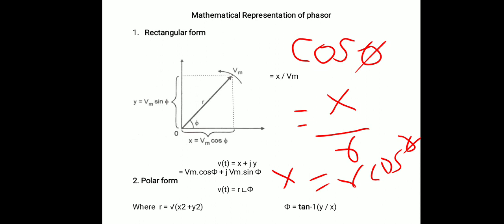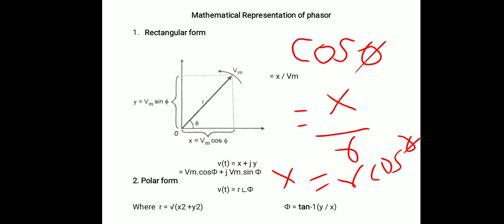Theta is equal to tan inverse of y by x. So by putting these two values, r and theta, in the given equation, we get the polar form for the phasor representation. Okay, so these are the two different equations for the phasor representation.